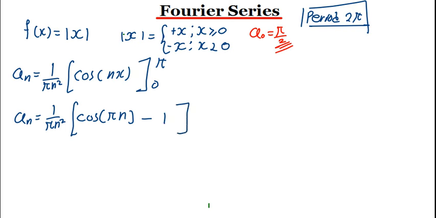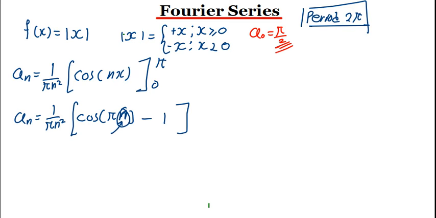Now this is a very, very important part. You usually come across such, pay attention to this one. At this point, n can be 1, 2, 3, 4, 5, 6, 7, the numbers keep on going. You can't just say, for example here, if n is 2, meaning this is going to be cos 2 pi, which is actually positive 1, so that would be 1 minus 1, giving you a 0. So this is going to give you a zero.